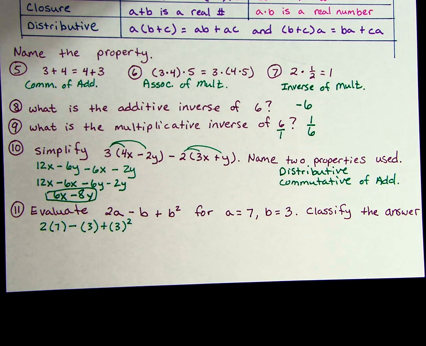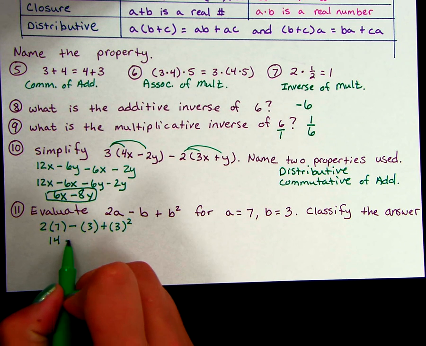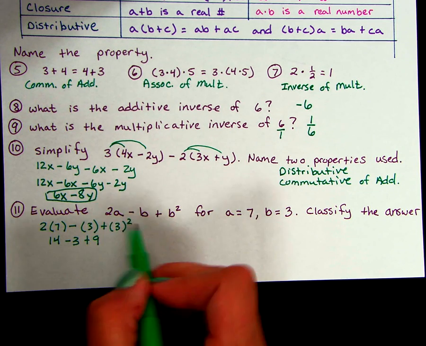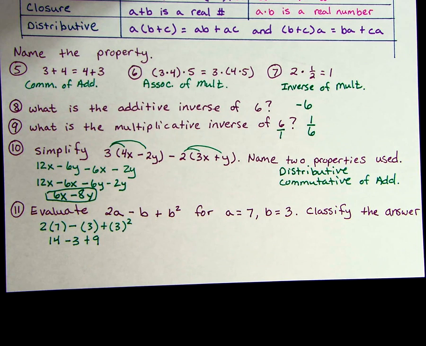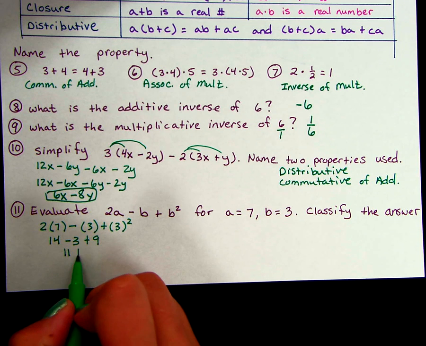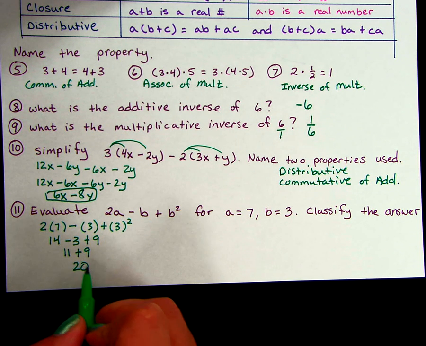So again, we're just going to start simplifying. So 2 times 7 would be 14, minus 3 plus 9. So we multiplied here, and then we did our exponent rule. So now we're adding and subtracting from left to right. So 14 minus 3 is 11, and plus 9. 11 plus 9 is 20.